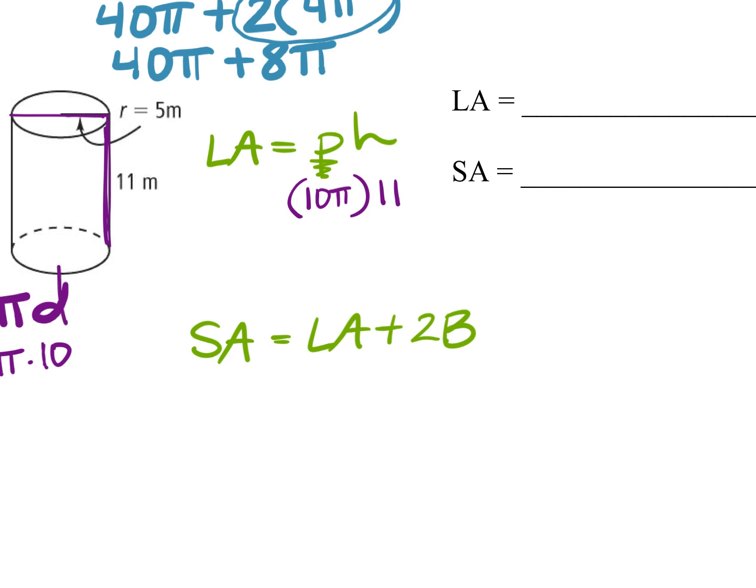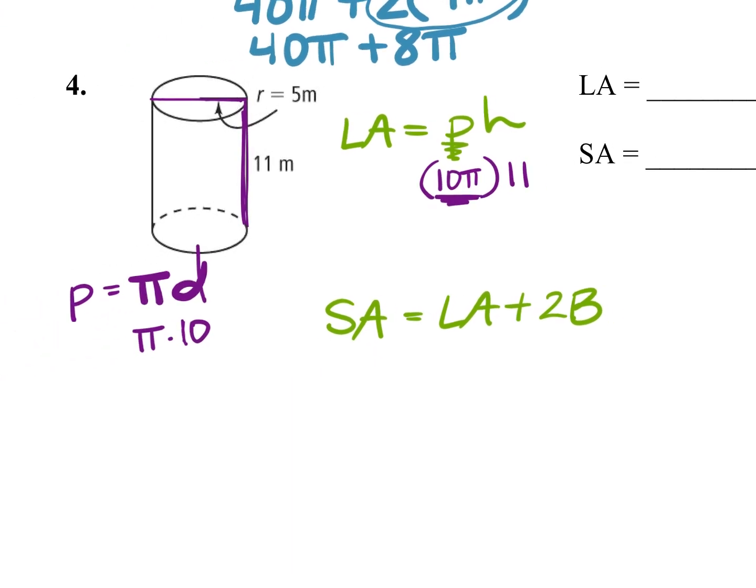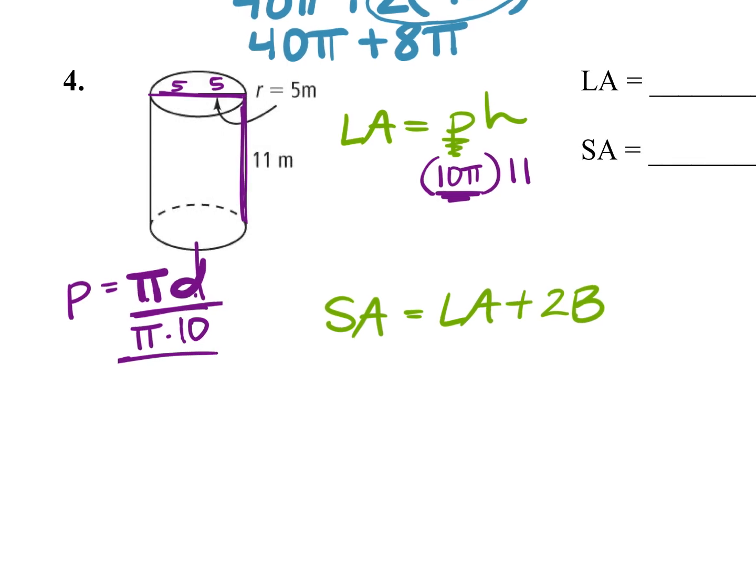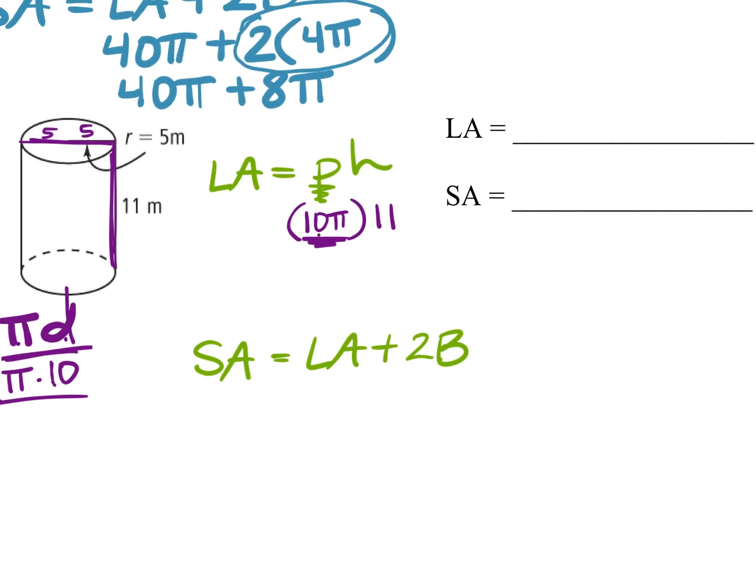Wait, I'm confused. What did you do with the P? This is P, pi times diameter. If my radius is 5, then my diameter is 10. Double it. So pi d, 10 pi is your perimeter. Then you go 10 times 11 is 110, and then attach your pi, meters squared. Good. So your lateral area is 110 pi.